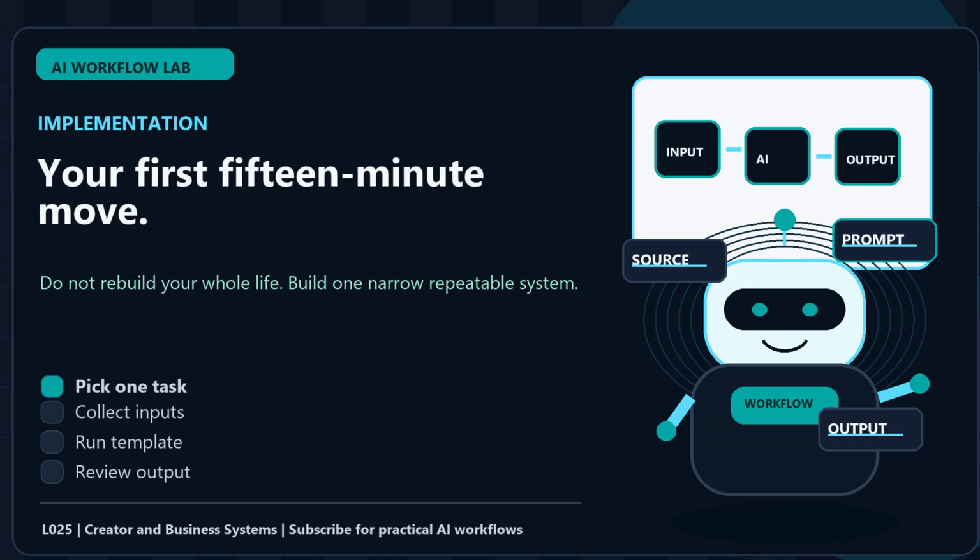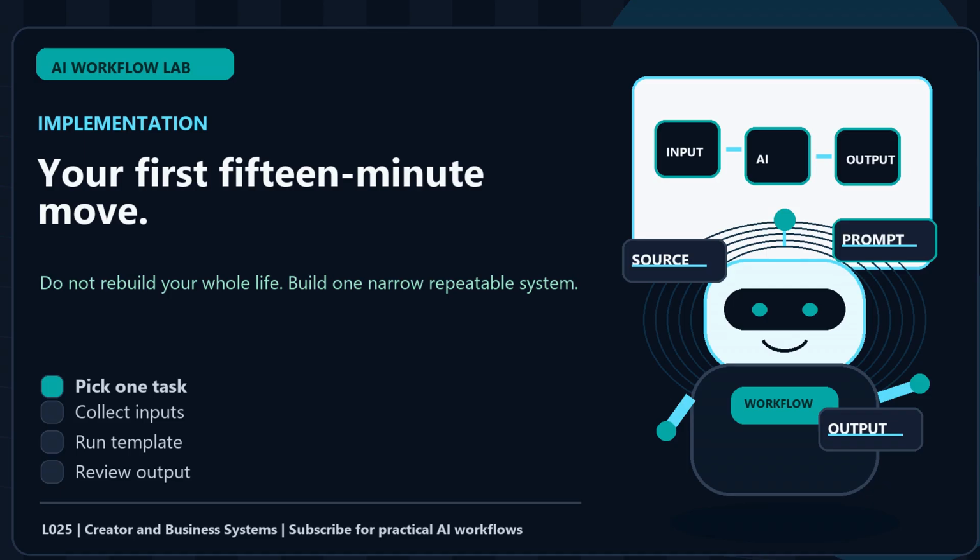If it saves time but creates risk, add a review step. If it produces good ideas but weak actions, add a scoring rule. If it works once but not twice, improve the template. That is how the system gets sharper.